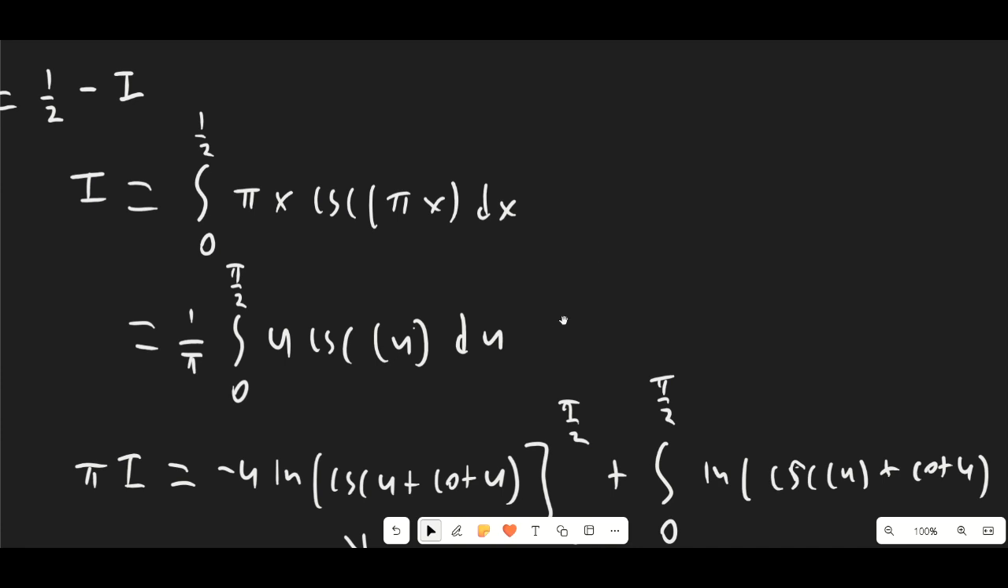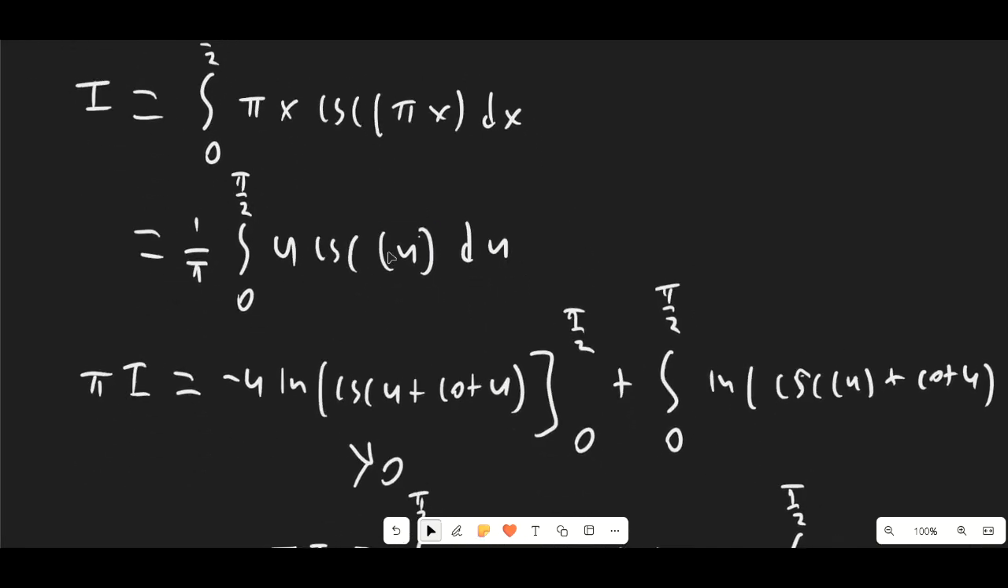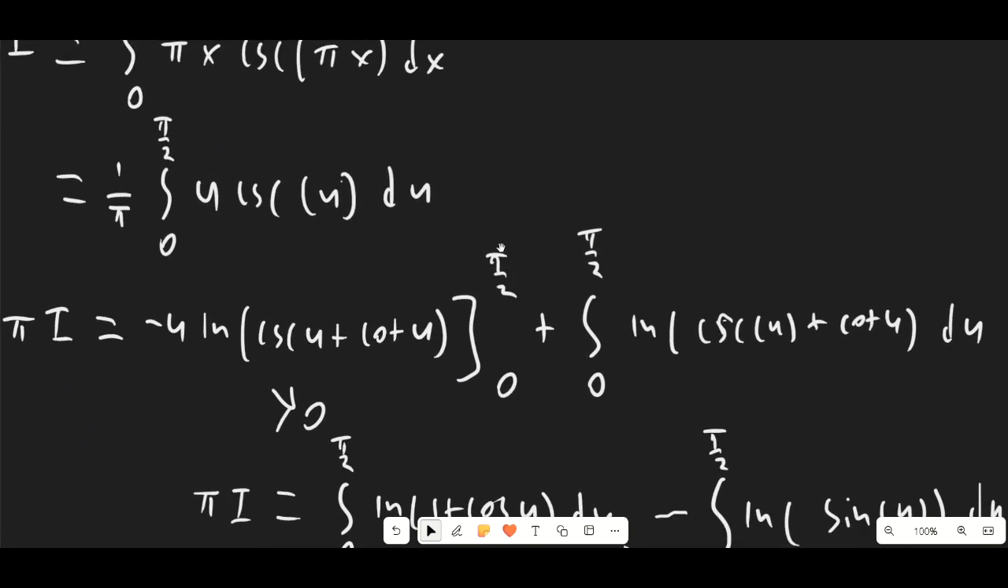So we're just going to use integration by parts. And the integral of cosecant u is negative natural log of cosecant u plus cotangent u. And then we're going to have to evaluate that at pi over 2 and 0 after multiplying by u.